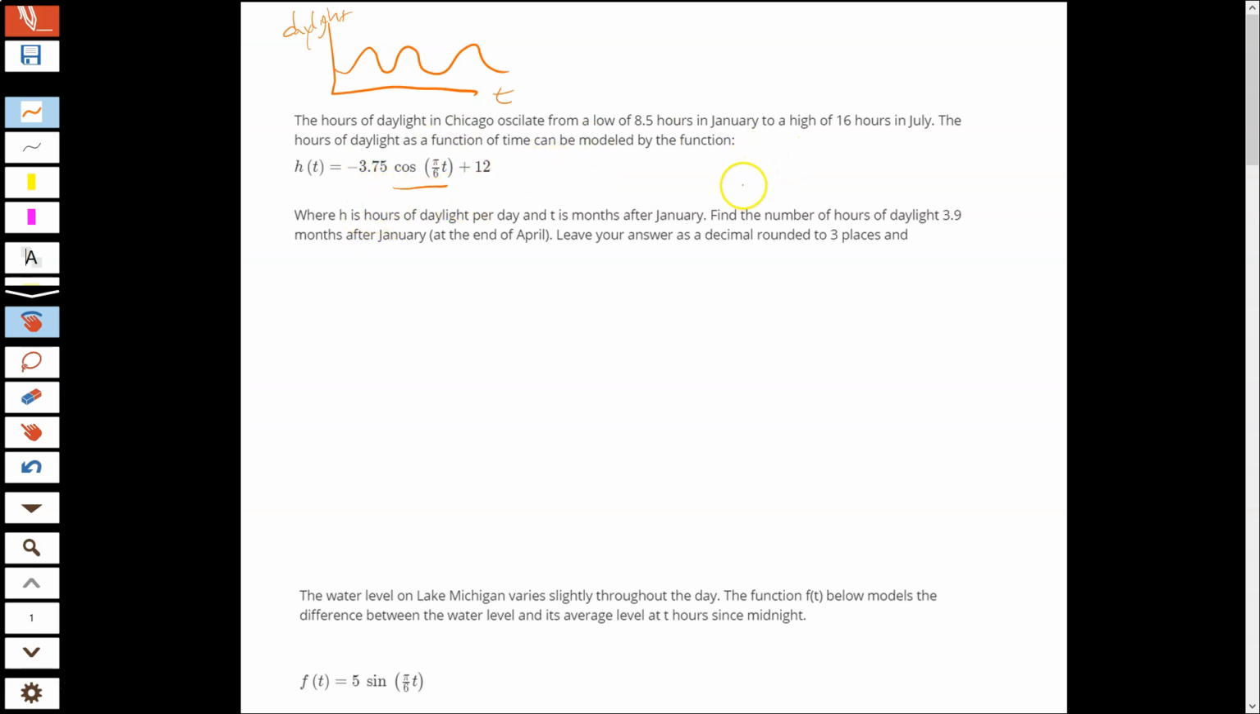And we want the number of hours of daylight 3.9 months after January. So that'd be about at the end of April. And, well, first of all, just make a note here. That means t is time, is 3.9. So what we want to do is find h of 3.9. And this is important too. It says leave your answer as a decimal rounded to 3 places.